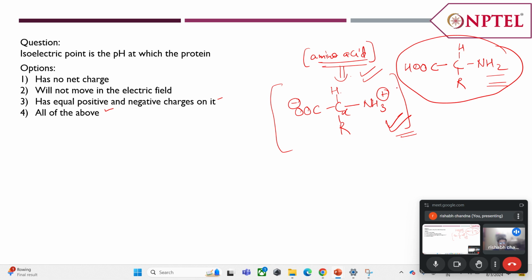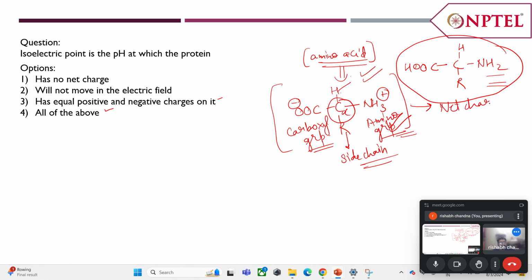So, there are two chargeable groups. First is the amino group, and this is the carboxyl group. This is the alpha carbon which is connected to all four groups. This is the hydrogen and this is the side chain of the amino acid. These charges basically give the actual net charge on the amino acid, or on the protein when it is connected with peptide bonds.